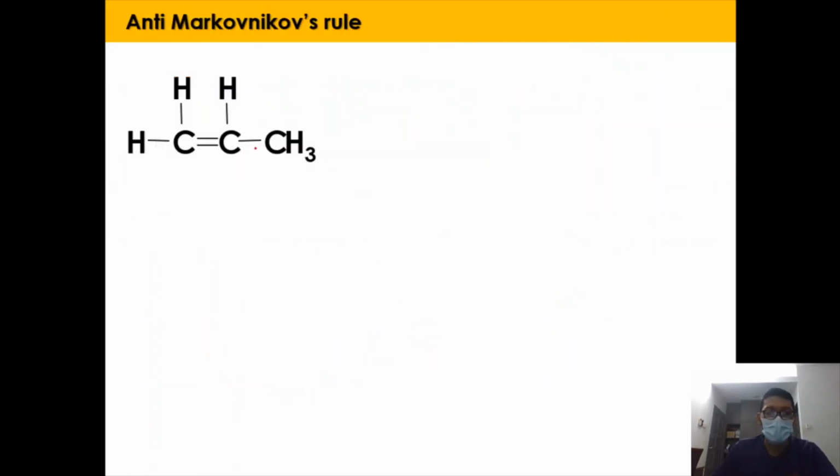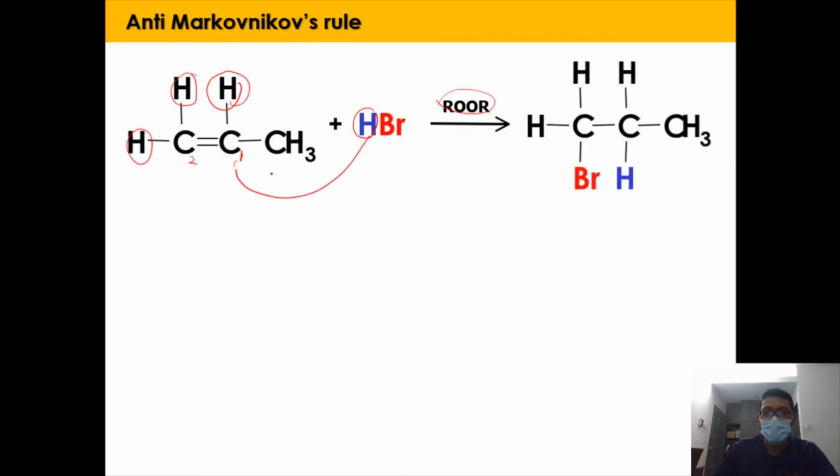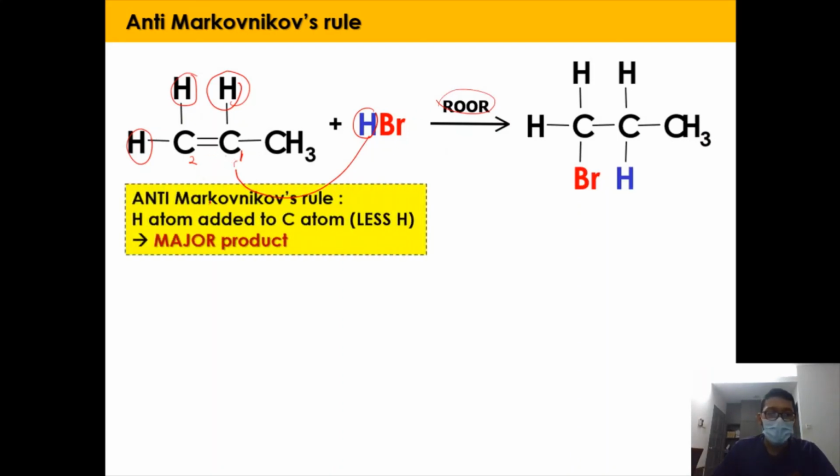Okay, another example is here, where when we react with HBr in the presence of peroxide, the hydrogen is going to be attached to the carbon which has fewer. This carbon here only has one, and this carbon here has 2 hydrogens. So H is going to be attached here, Br is going to be attached there. So according to the anti-Markovnikov rule, the hydrogen atom is added to the carbon with fewer hydrogens, which is the major product.